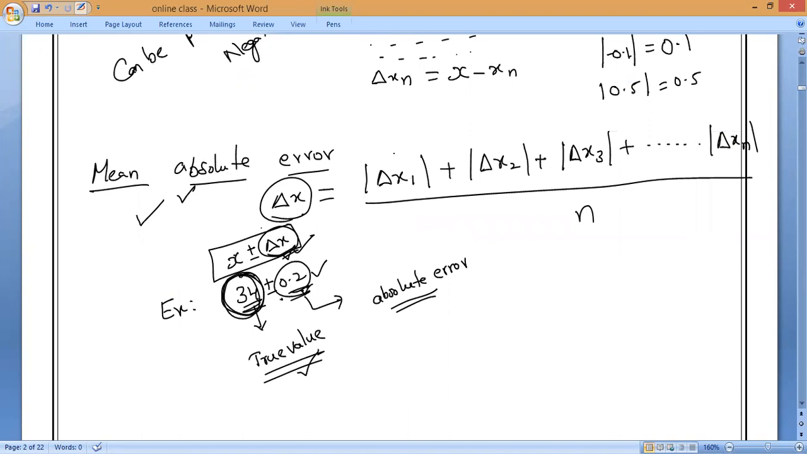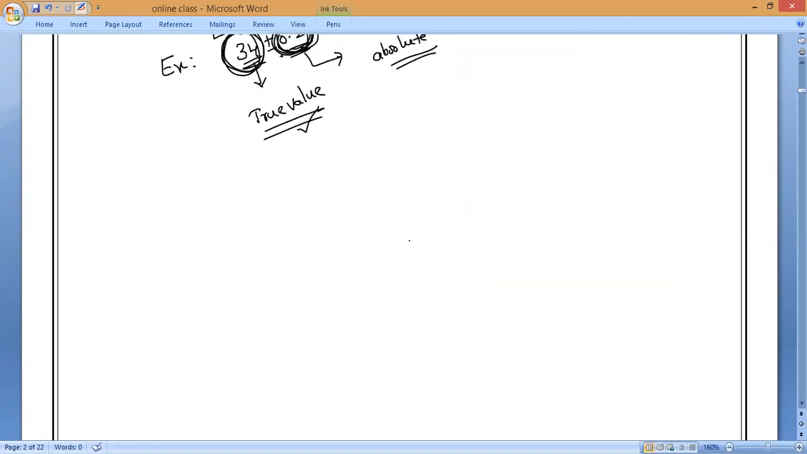See, here delta x1 is, for example, minus 0.1, here 0.5, here 0.2, 0.3, like that n number of times. But after doing it n number of times, what value do we get exactly? 0.2. So I cannot say every time the error is minus 0.1, plus 0.5, or 0.3. So I find the mean absolute error and say it is plus or minus 0.2 at a time. Understand? Clear?